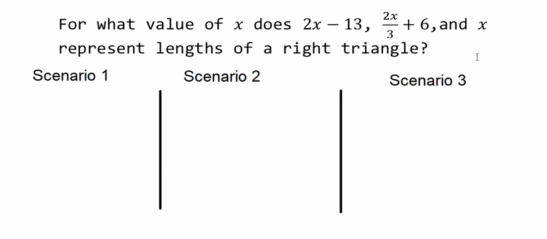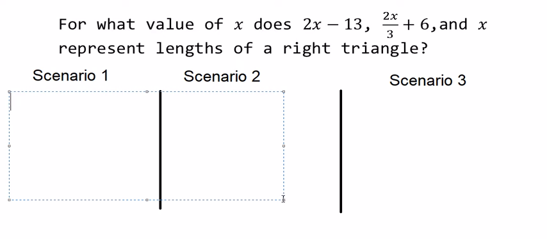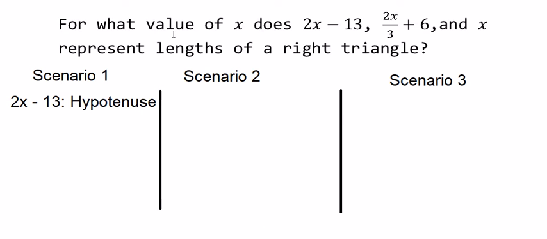Because we know that we have 3 sides here, but we don't know which one is the hypotenuse. So we will divide into 3 scenarios. Scenario number 1, I put 2x minus 13 as the hypotenuse. Because this is a right triangle, we can apply the Pythagorean theorem.